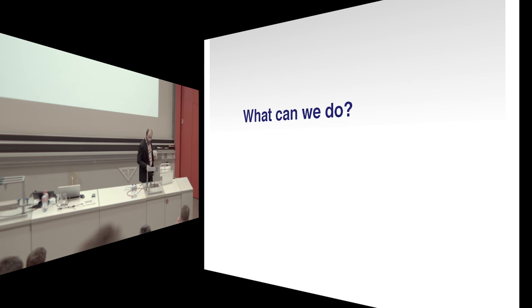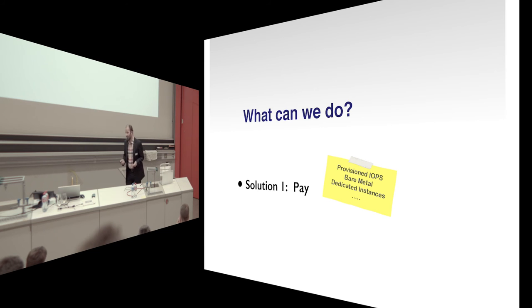So now the question obviously becomes, when you have all this unpredictability, what can you actually do? There are basically three approaches to deal with that. Solution one is very obvious. Every cloud provider is a business, and they're of course aware of this unpredictability. So all of them give you various ways to pay your way out of this unpredictability.